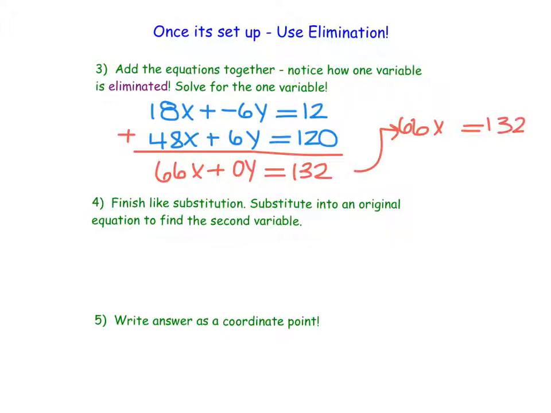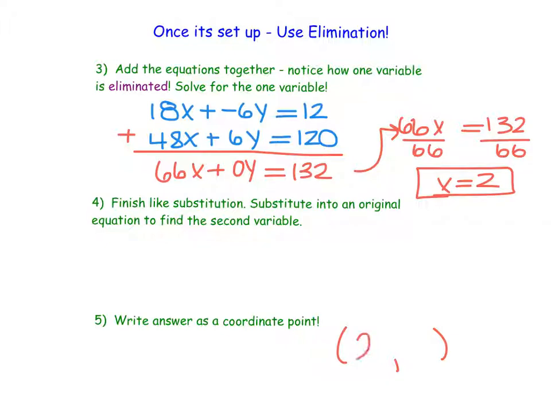And this I can easily solve in one step by dividing both sides by 66, and I find that my value for x is 2. Now remember here, when we're solving a system, we are ultimately trying to find a coordinate point where these two lines are intersecting. That is still what we are trying to find here. So my x value of my coordinate is 2, and now I actually need to find my corresponding y coordinate.